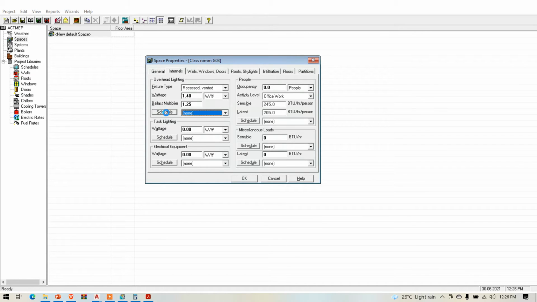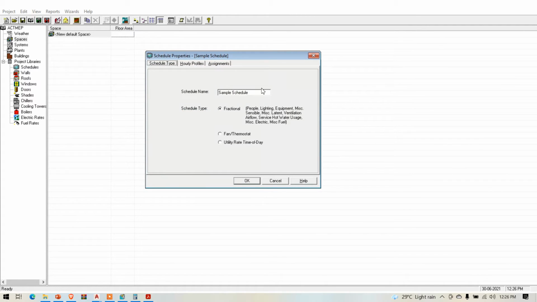Okay, and here they have given the schedule. So what does this schedule mean? It is how many hours per day we are going to use these lights. That value, those hours, we have to consider over here. Since it is a classroom, I am going to consider the lights are turned on at 9 in the morning, because at 9 a.m. the students will come to the classroom and they leave at 4 p.m. The same time I am going to consider over here.